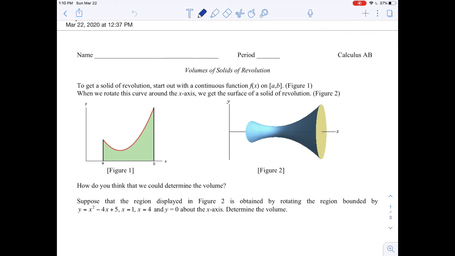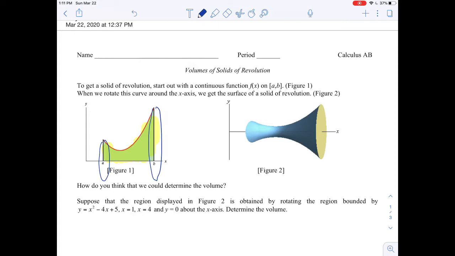Okay, so what we're going to be speaking of today is finding what we call volumes of solids of revolution. The general idea is you want to think about, I have some sort of a region that's underneath a curve, bounded between the curve and the x-axis. And I want to take that region and revolve it around the x-axis.